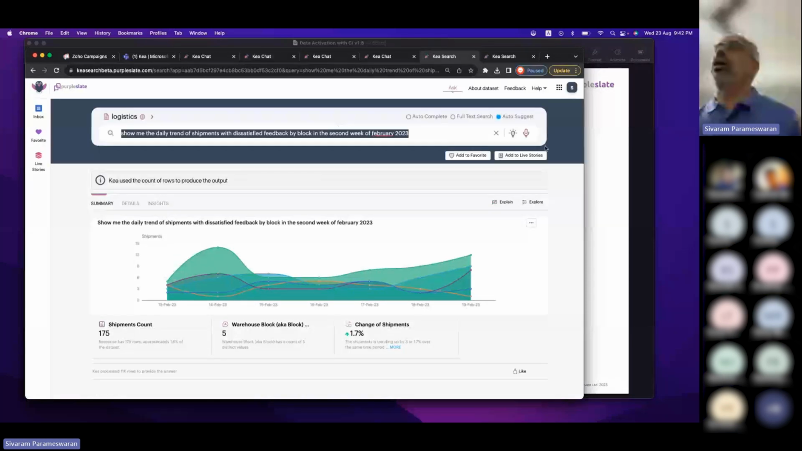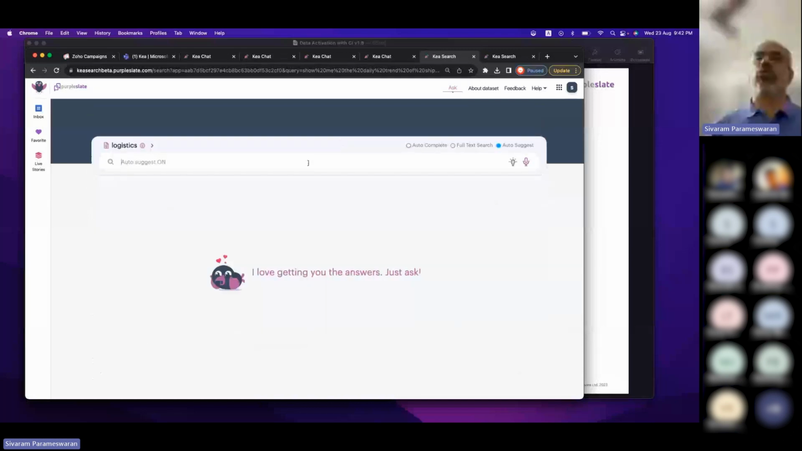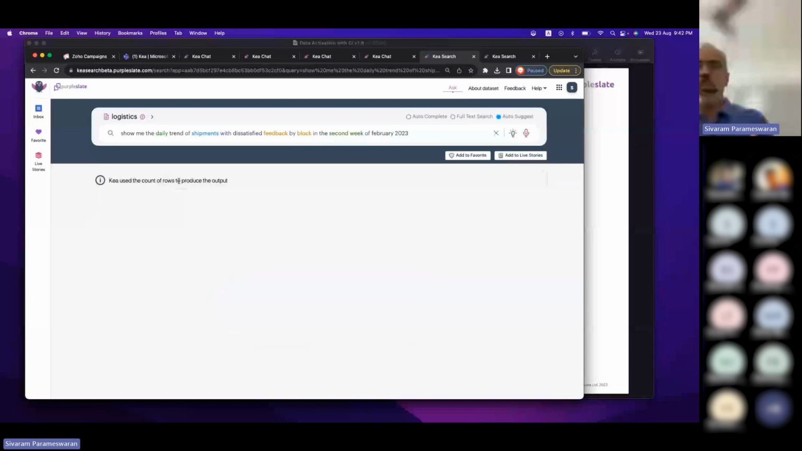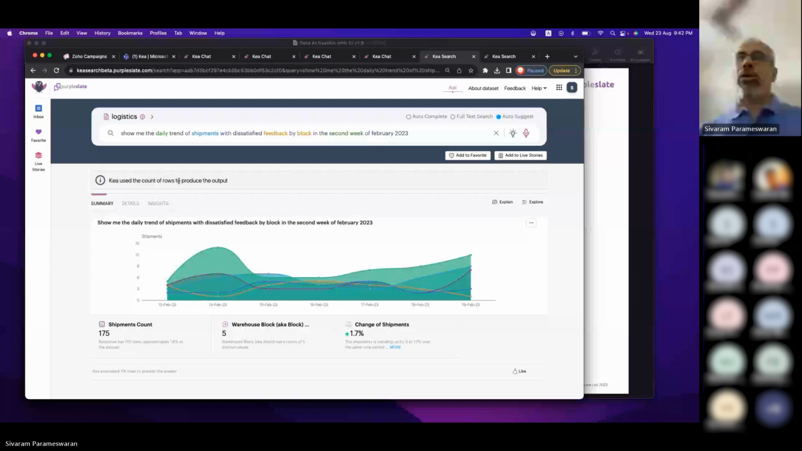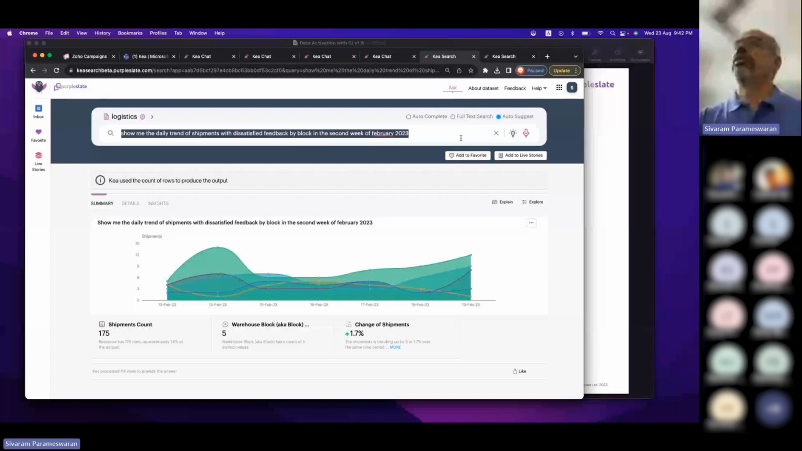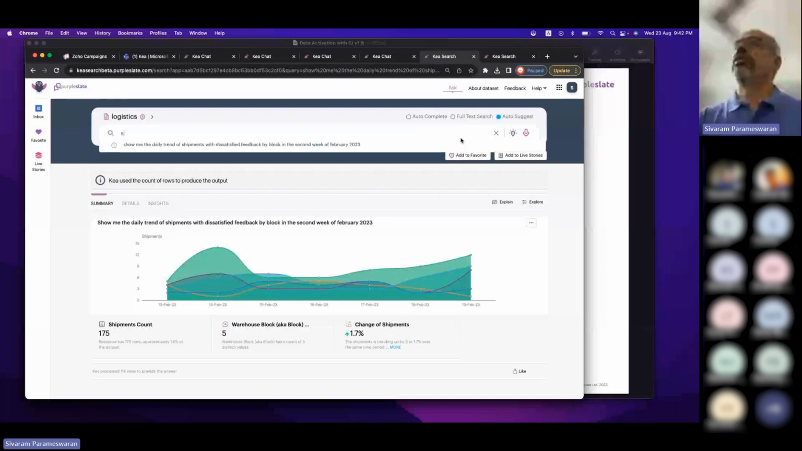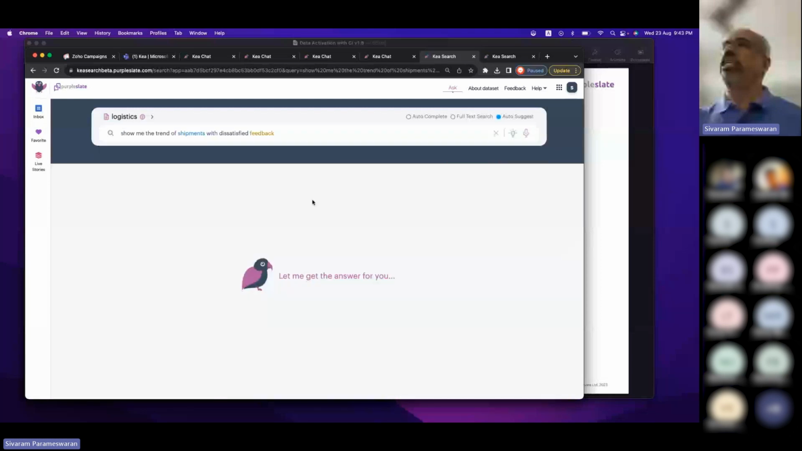show me the daily trend of shipments with dissatisfied feedback, over a particular time frame, rather than trying to look at a typical report or a dashboard, this application provides the ability for somebody to just ask a question in English, right? It can be anything. Say, for example, I can even do that. It could be anything on this particular data set, or I can even go to another one.